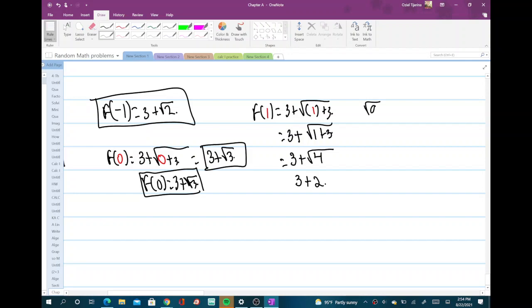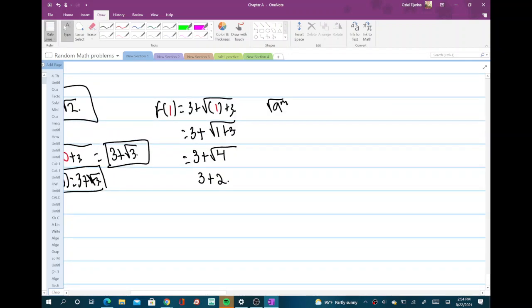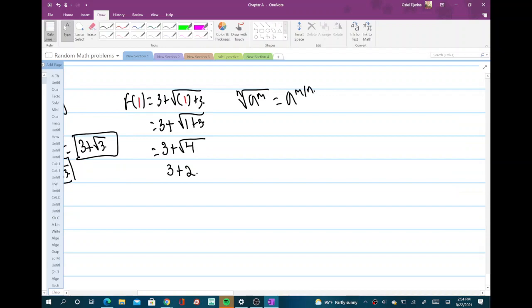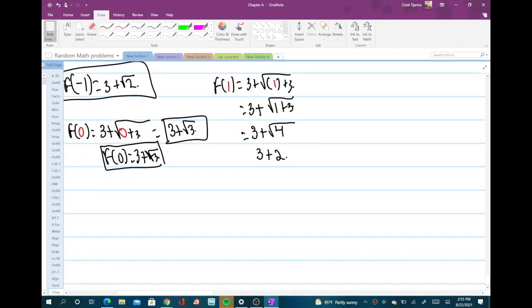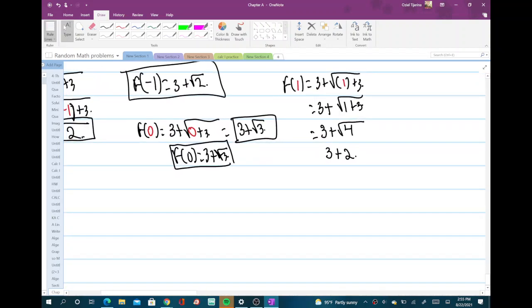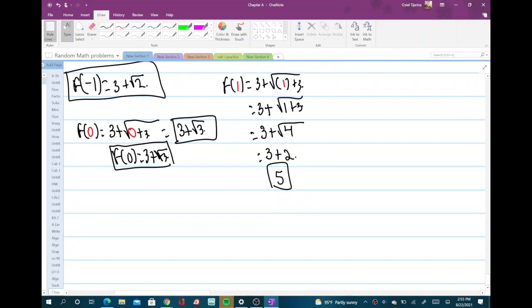Because remember, you should know this rule here. If you don't know how to do square roots, that's a whole other thing. I'm not going to really go over it, but we should know that the square root of 4 is 2. We should know our common square roots, like the square root of 9, the square root of 4, the square root of 16, the square root of 25, etc., and the square root of 100, and so on and so forth. So yes, you should know how to simplify radicals. So we have f of 1 is going to be equal to 5 here, right?